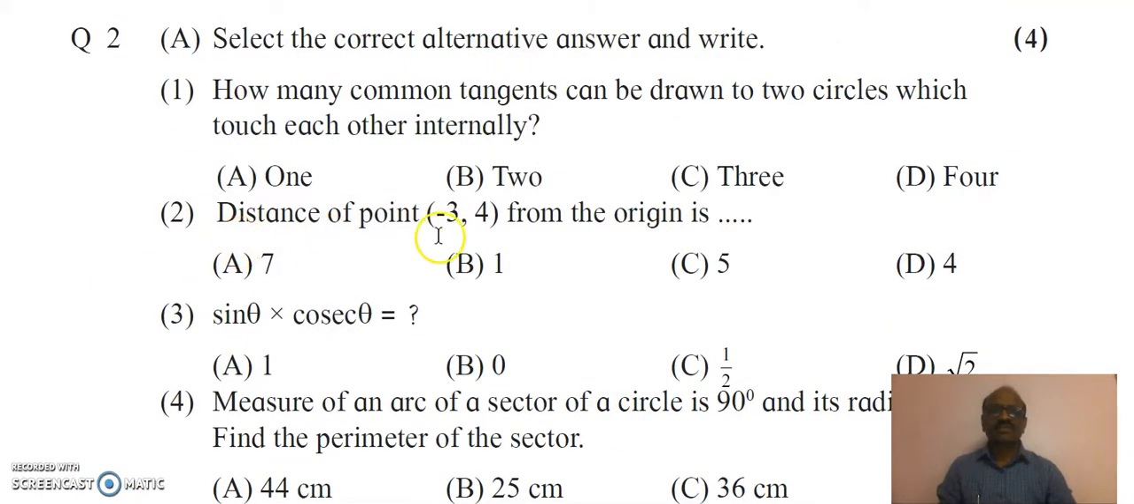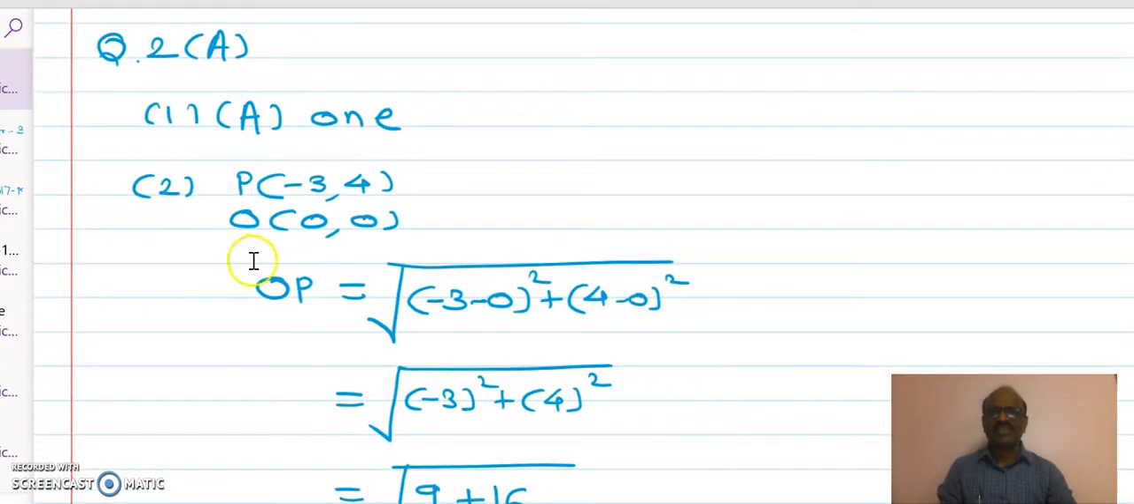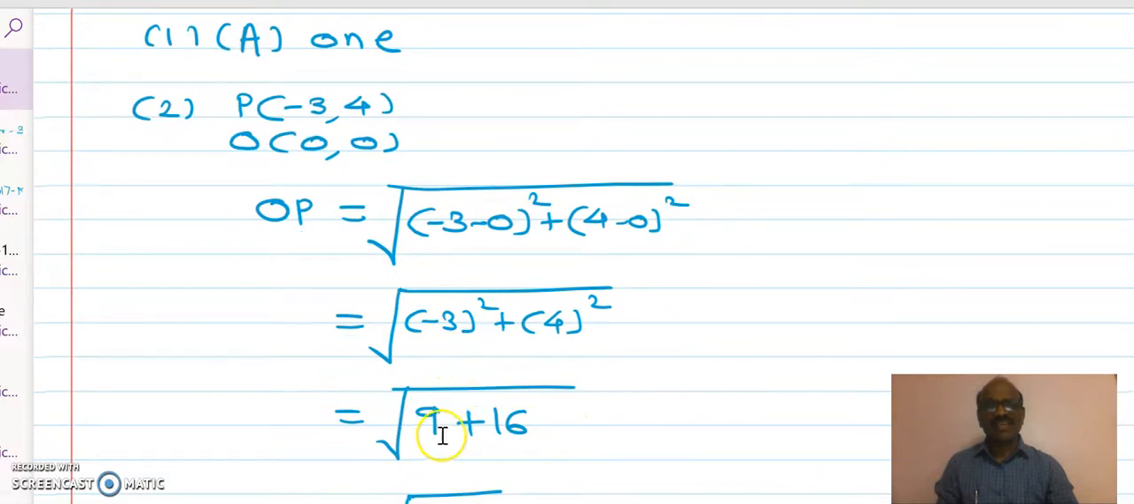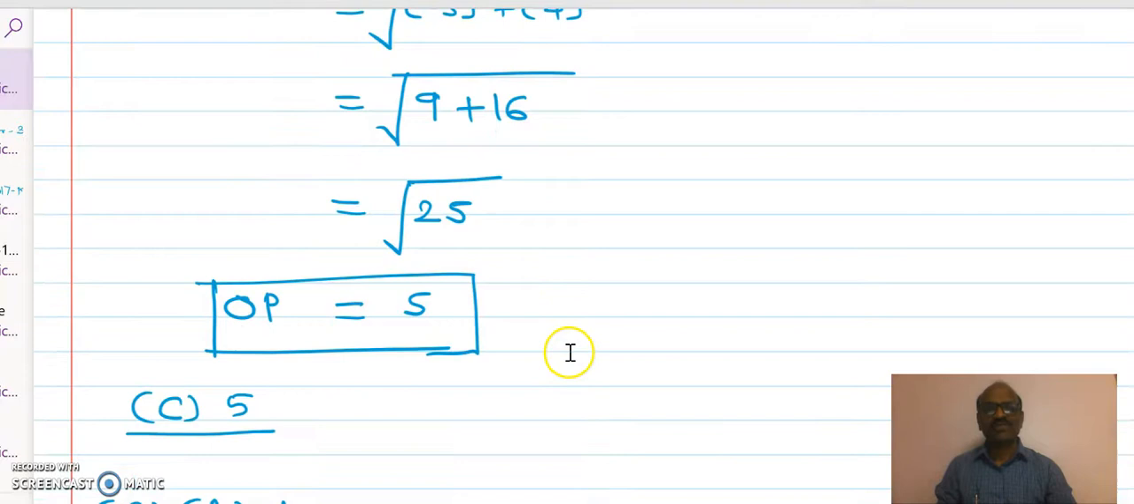Next question. Distance of the point (-3, 4) from the origin. Now one point is (0, 0) and another point is (-3, 4). We can find this distance by using the distance formula. The point P is (-3, 4) and O is (0, 0). Therefore OP is equal to the square root of (-3 minus 0) square plus (4 minus 0) square. That is (-3) square plus 4 square, which is 9 plus 16, that is 25. Therefore OP is equal to 5.